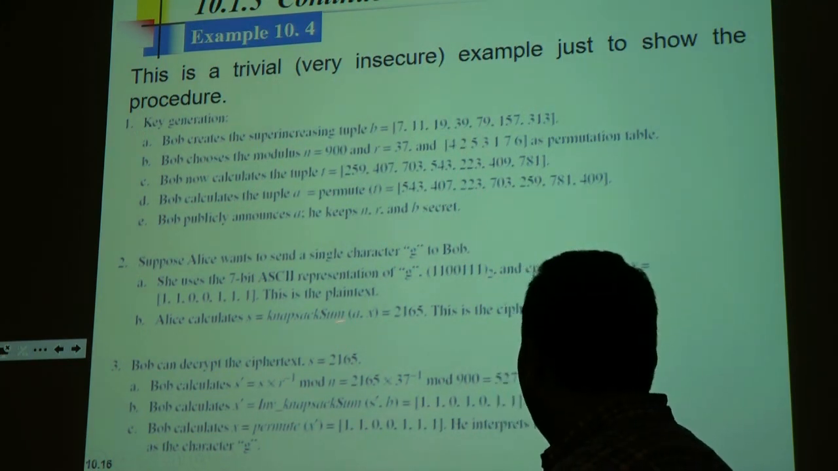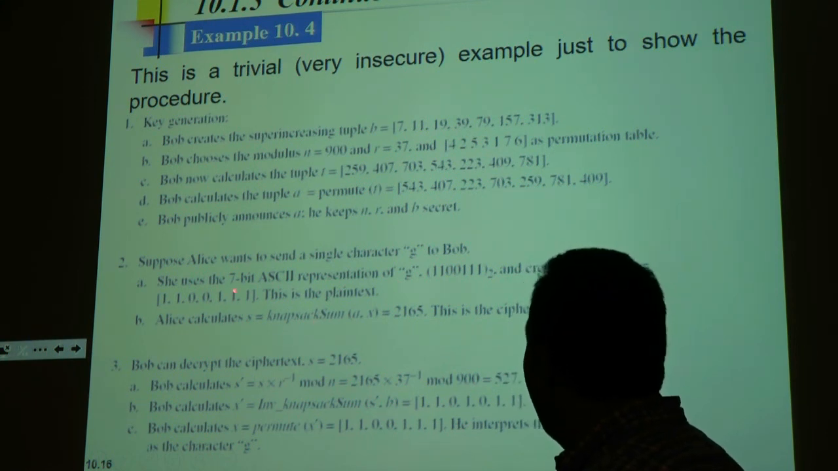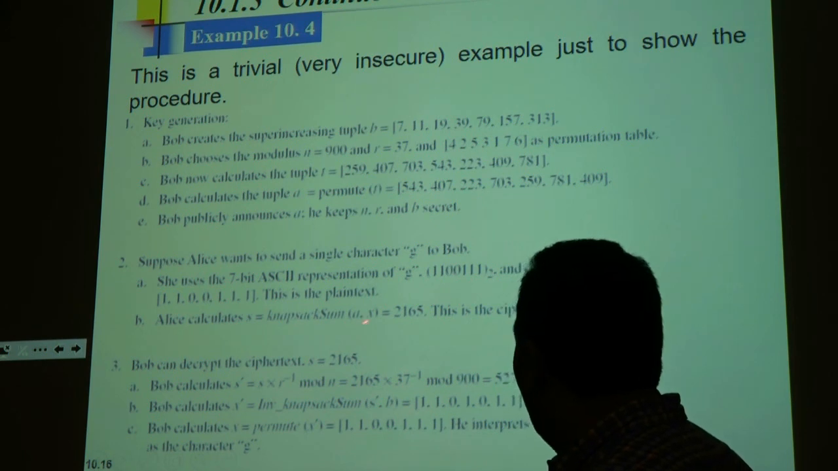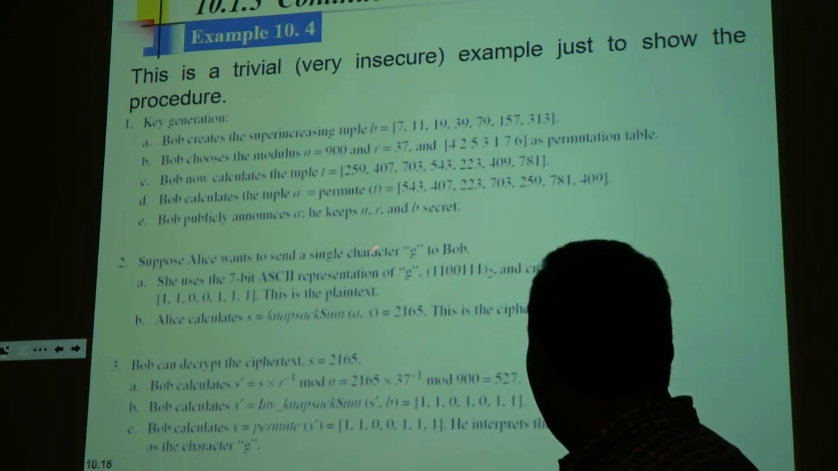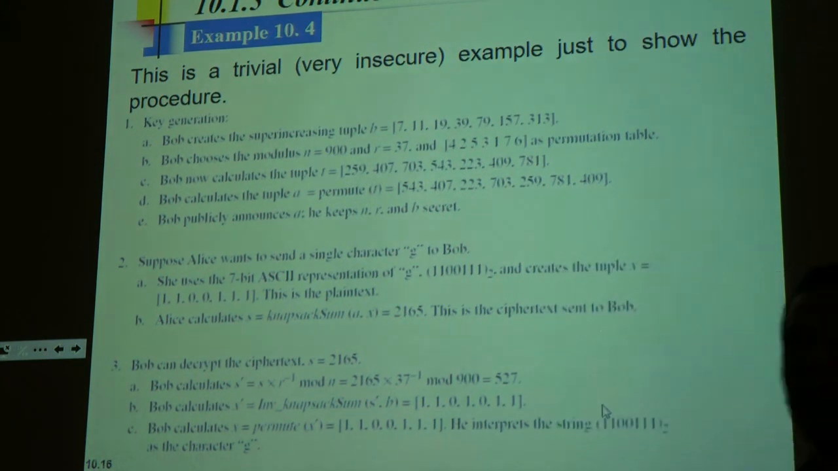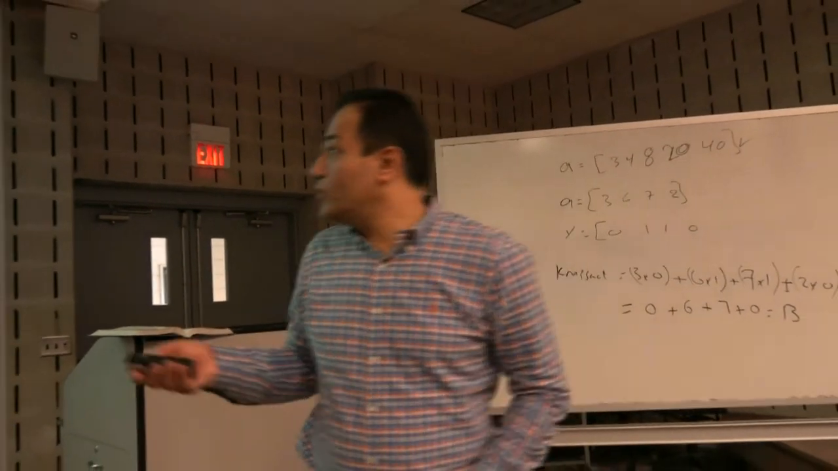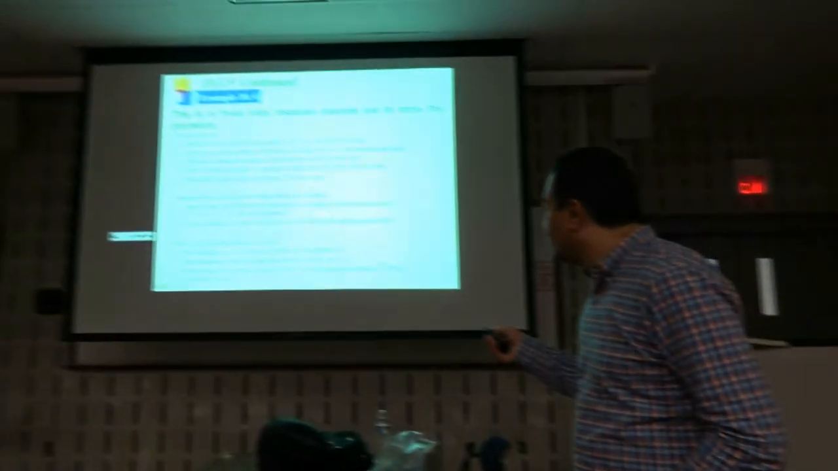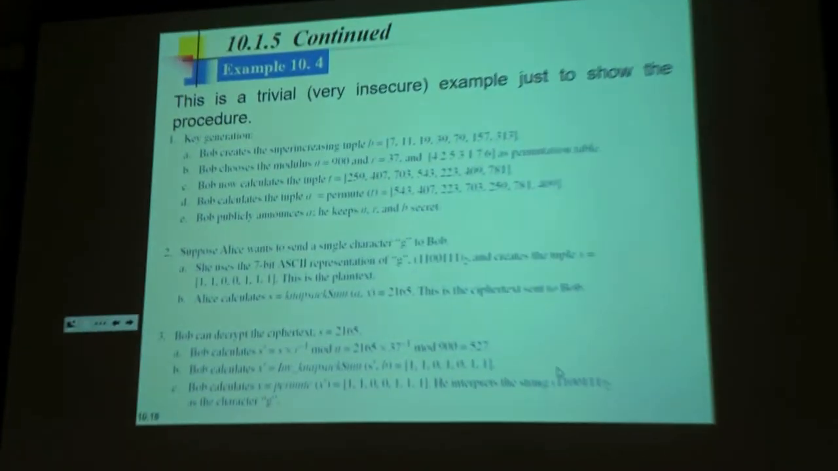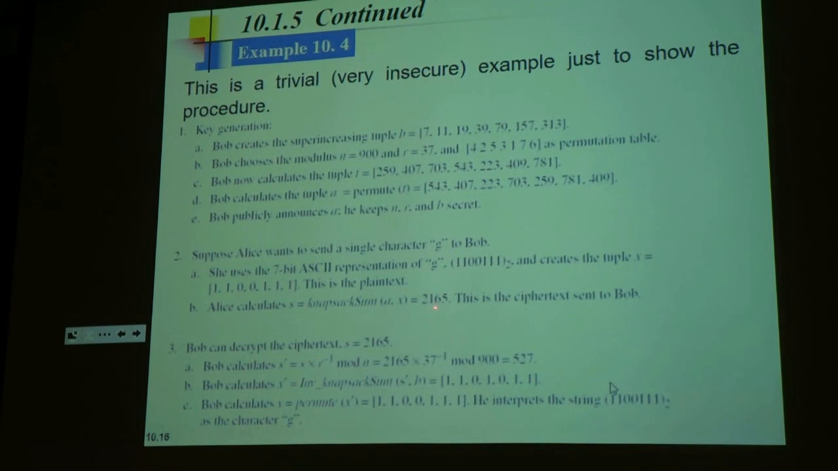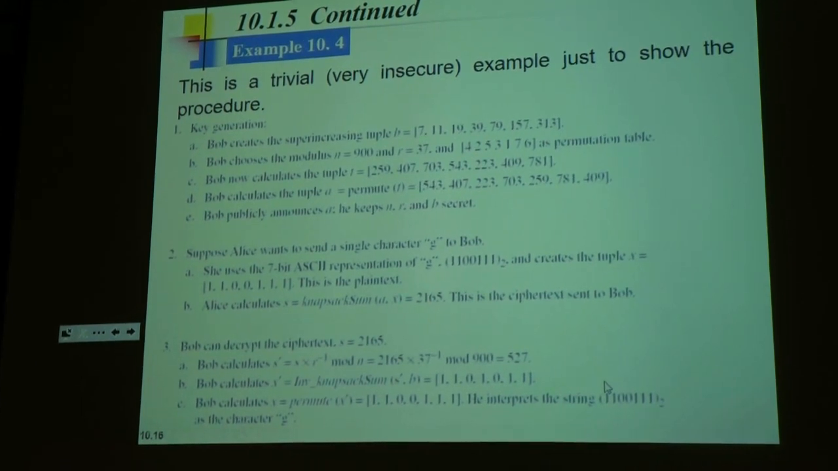Then after that, what we have to do, we have to calculate the knapsack. Knapsack, how it will be created? So you multiply the X with the A, and it gives you 2165. So that's the data encrypted. So what's the plain text? G, which is represented in binary like this. What is the data that will be transmitted? 2165. This is encrypted.